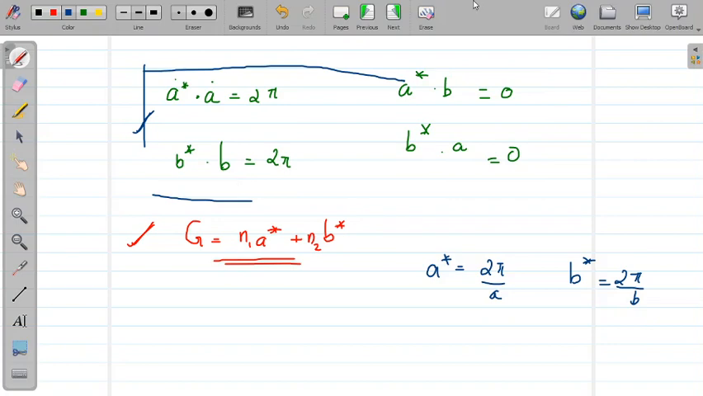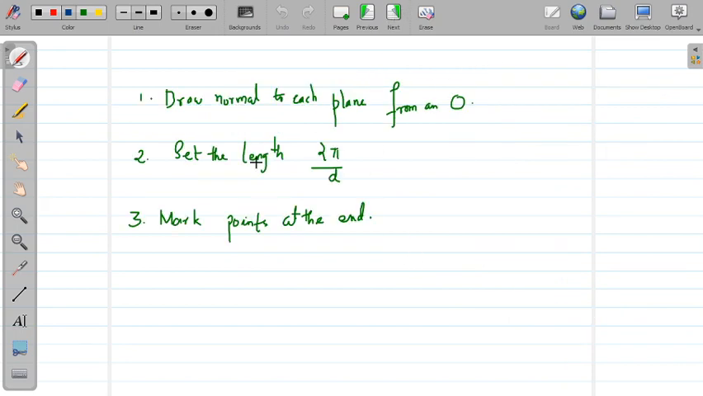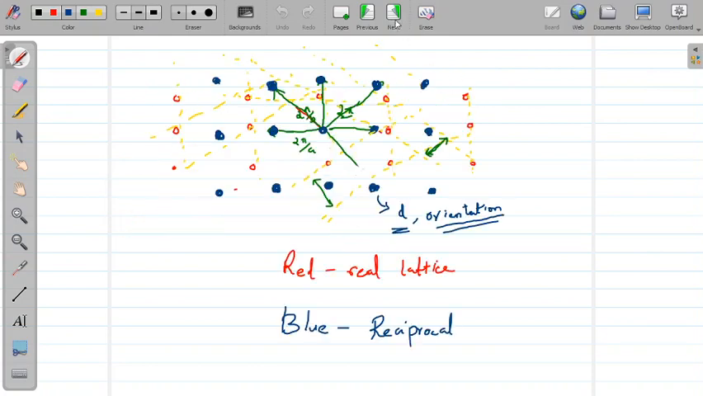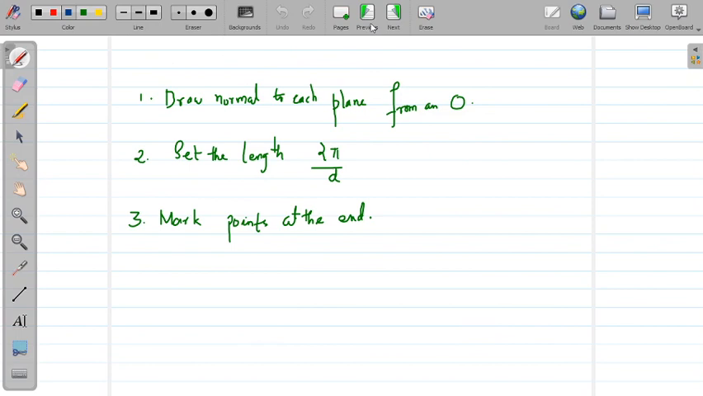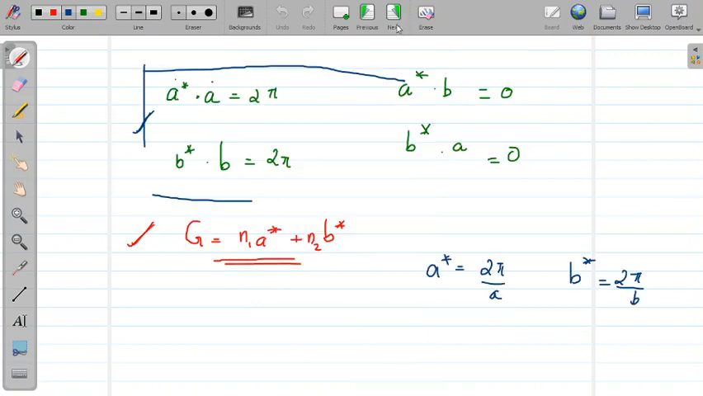So I hope you understood today's lesson. We just went through the meaning of the reciprocal lattice, the real lattice, the reciprocal lattice. Then we learned the steps to construct a reciprocal lattice. Using those steps, we constructed a reciprocal lattice of a rectangular lattice, a two-dimensional lattice. Then we also learned about the translation vectors in the real lattice and reciprocal lattice and the relation between the translation vectors in the reciprocal lattice and real lattice.